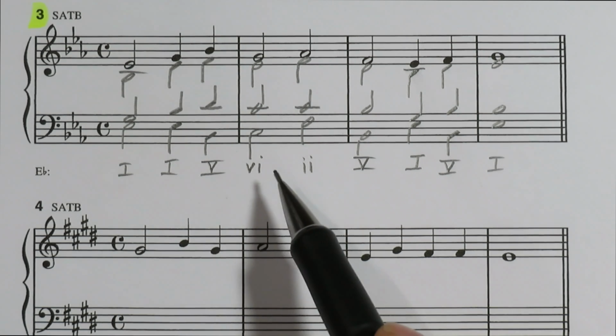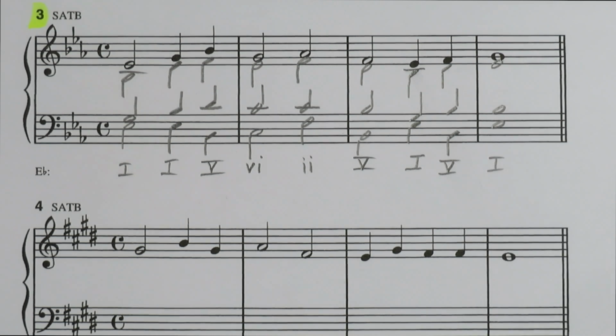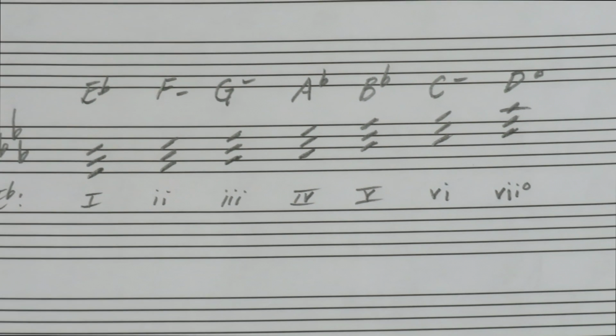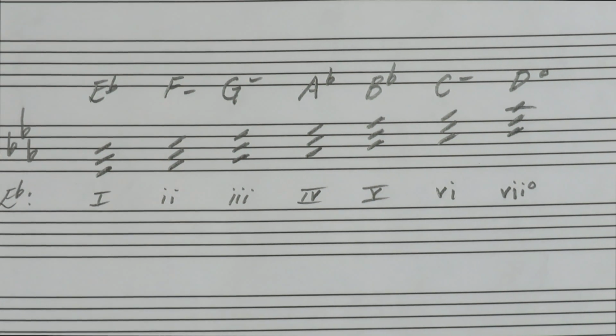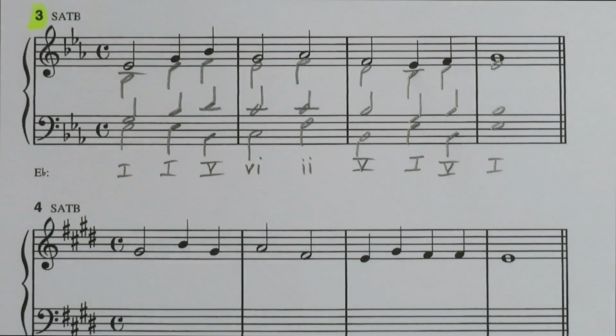1, 5, 6, 2, 5, 1, 5, 1. So very much circle of fifths based progression. All right, so go ahead and do number 4, and I recommend you write it out. The harmonized scale, the key that you're in, like I did here, and then you can easily pick out the notes. Okay, so I'll see you for the final review section, and enjoy.